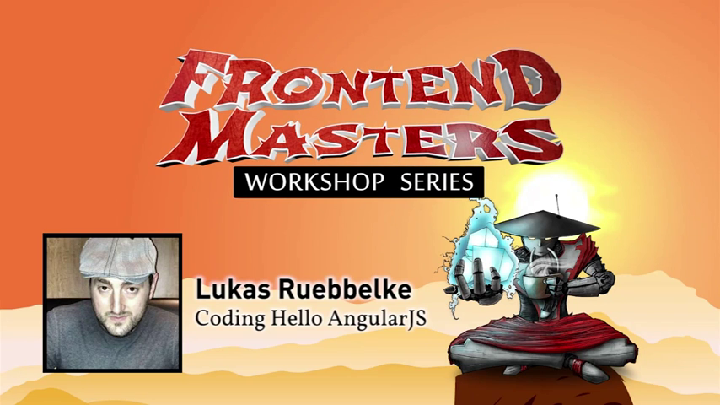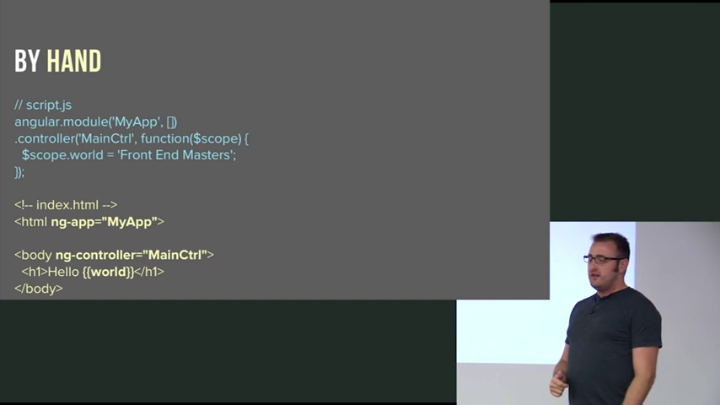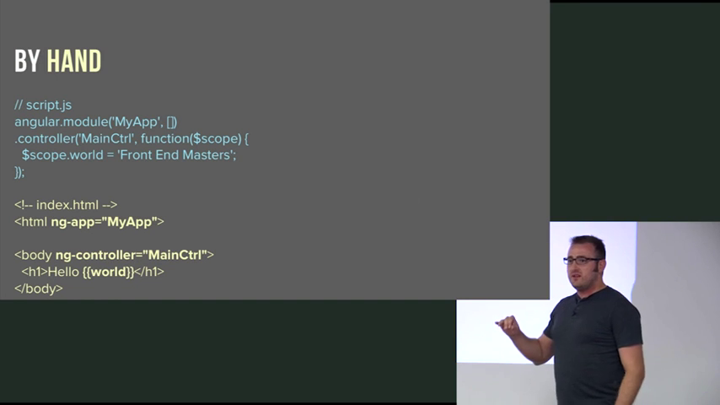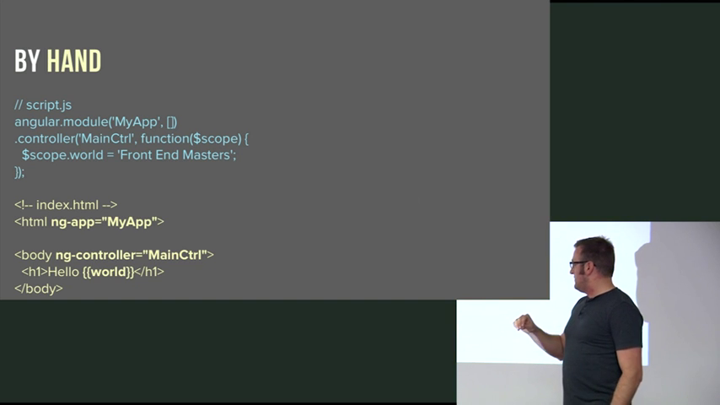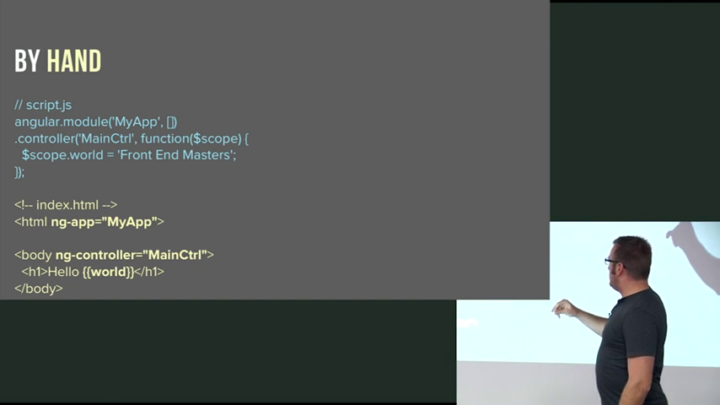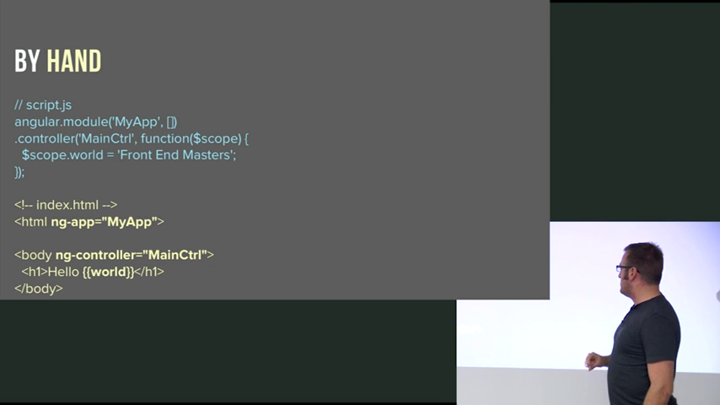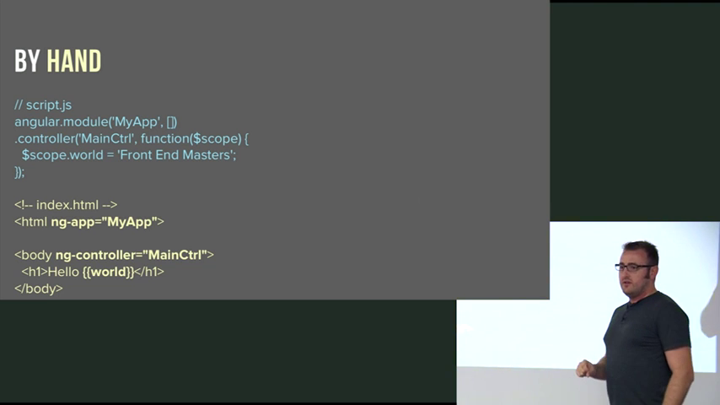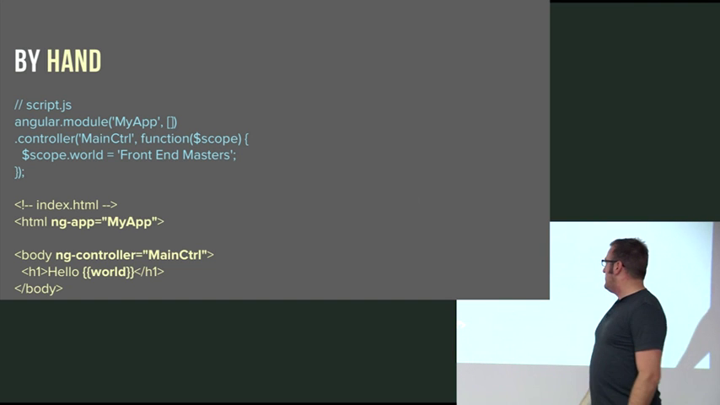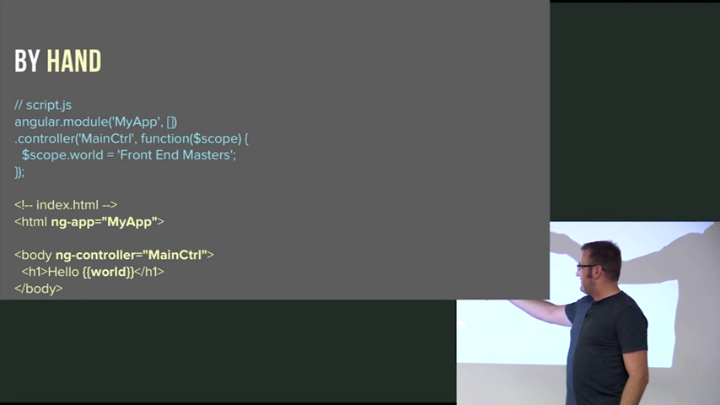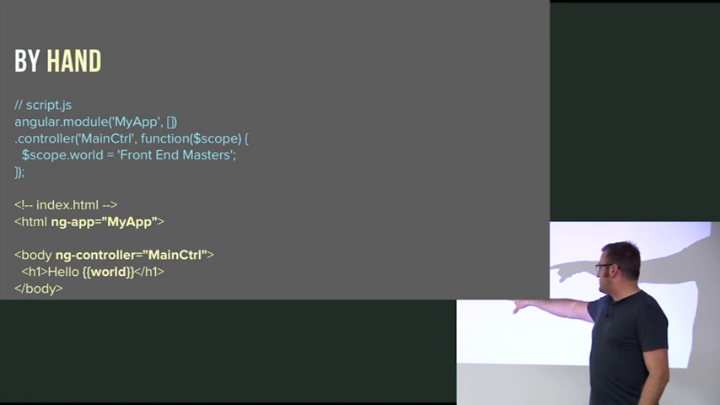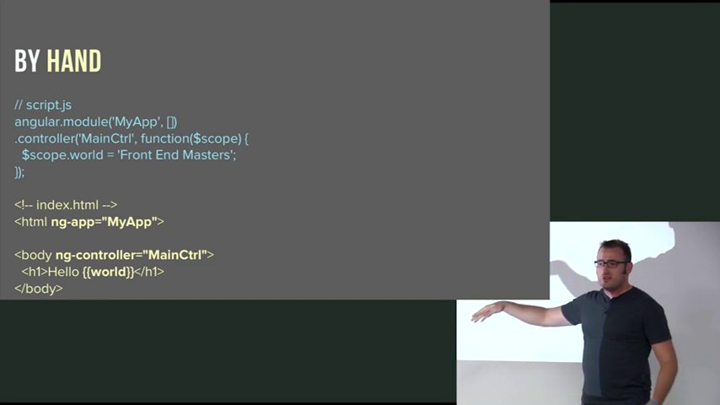I'm going to show you a Hello World. We're going to do it by hand. There's kind of three main components that you need to do this. One is, after including the Angular file, you declare your module and your controller. In this case, it'll be MainController. And you set a property on scope. From there, you bootstrap your application using ng-app equals myApp.